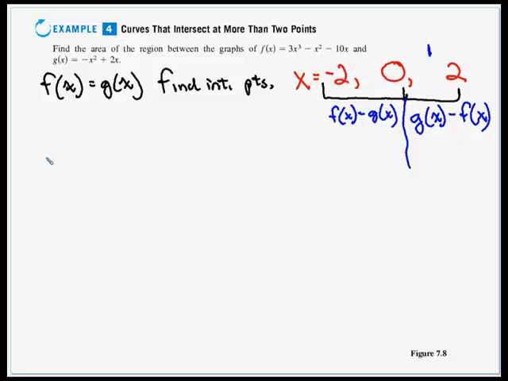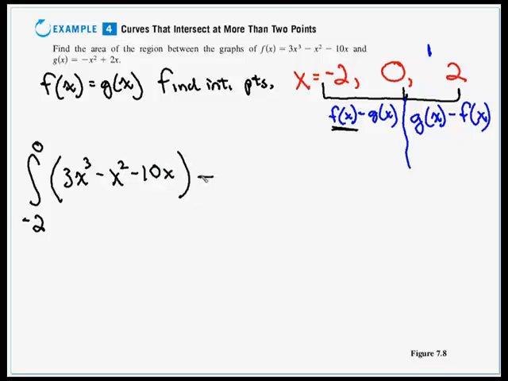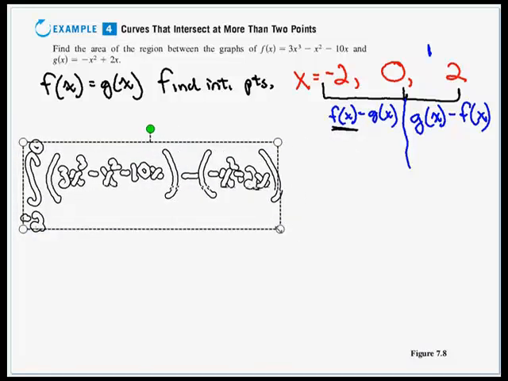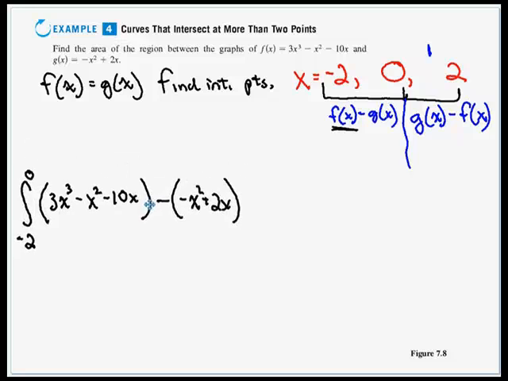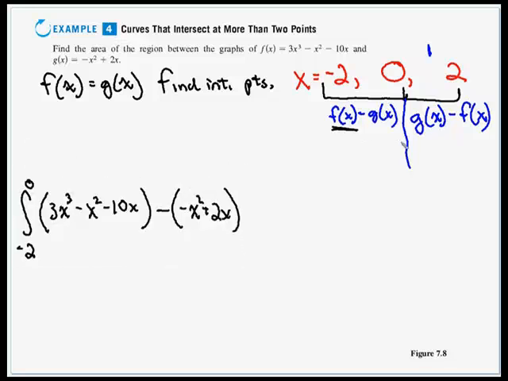The first one is from negative 2 to 0. And here is f of x minus g of x. So f of x is 3x to the third minus x squared minus 10x. And then subtract g of x, negative x squared plus 2x. And maybe I shouldn't have written quite that big, because I got to squeeze in the other interval. So there's the first piece. We've taken care of this chunk from negative 2 to 0.